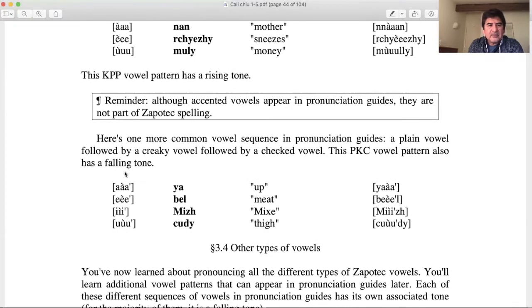So again, we have more examples here, which is plain, creaky, and check. So let's say them, and hopefully you can try to say them with me or after me. So here we go. Yeah. One more time. Yeah. And then we have meet.